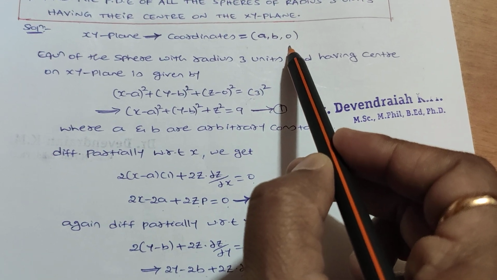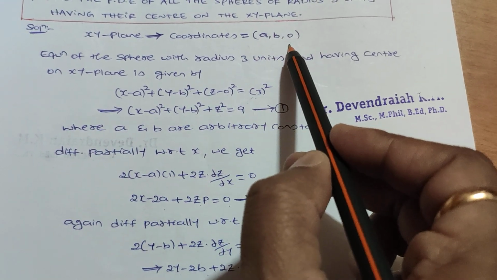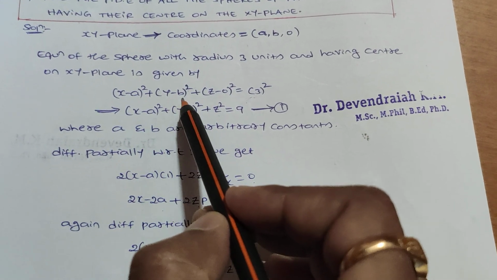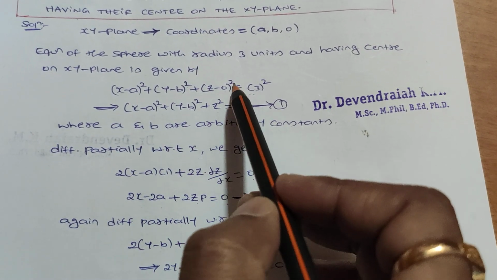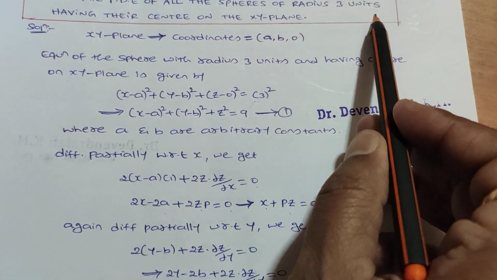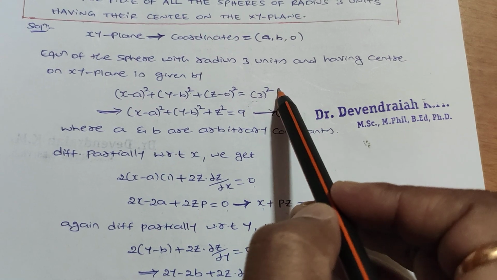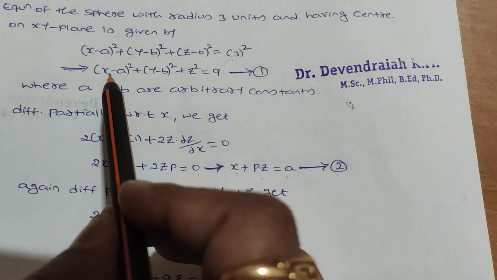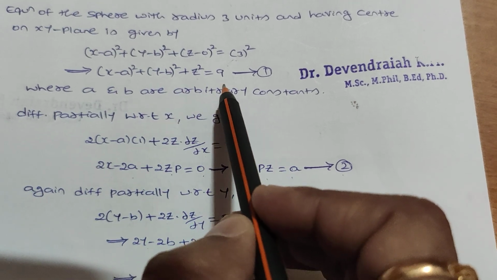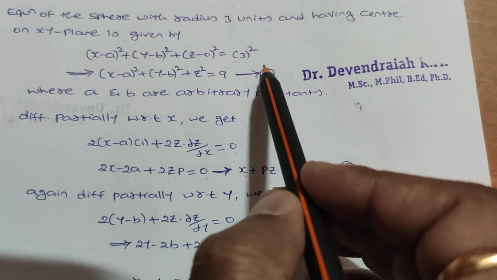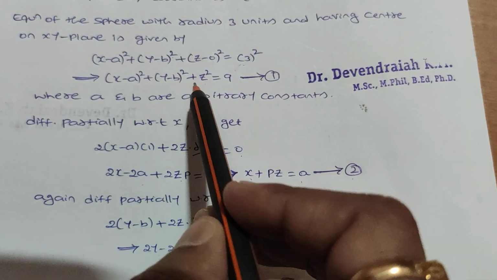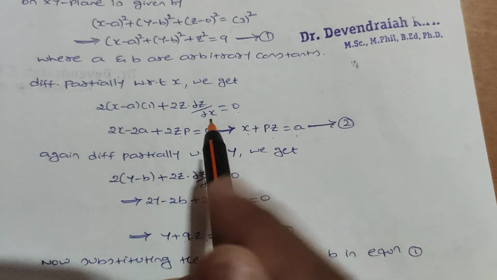As we know, the equation of the sphere when we have 3 coordinates is given by (x minus a) whole square plus (y minus b) whole square plus (z minus 0) whole square is equal to, given that the radius is 3 units, 3 square. We observe the equation as (x minus a) whole square plus (y minus b) whole square plus z square is equal to 9. Let us consider that as equation 1. So here we require to eliminate a and b. For that, we know the procedure.